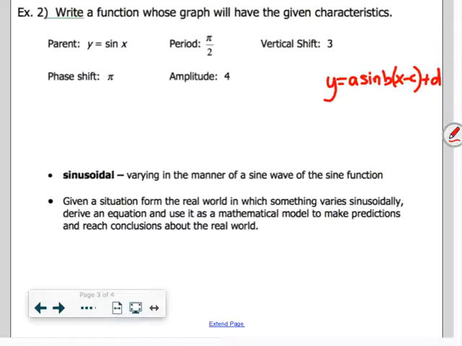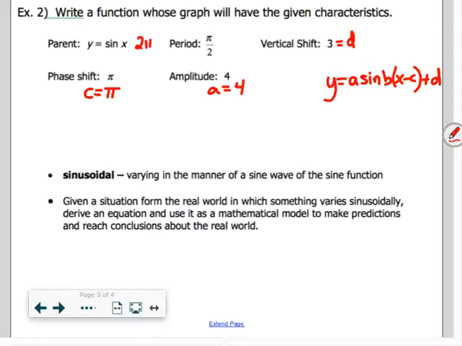So my parent is y equals sine x, and my general form is y equals a sine b, the quantity x minus c, plus d. So my vertical shift, that's going to give me the d value. I see nothing here about a reflection over the x-axis, so then my amplitude is the a value. The phase shift is going to be the c. And I only have to do really only one extra thing when I have the period.